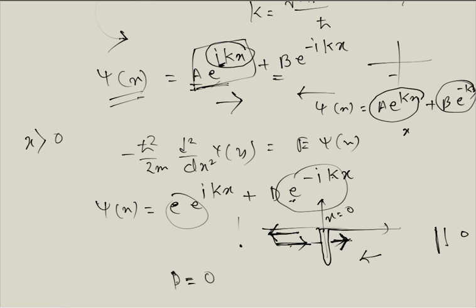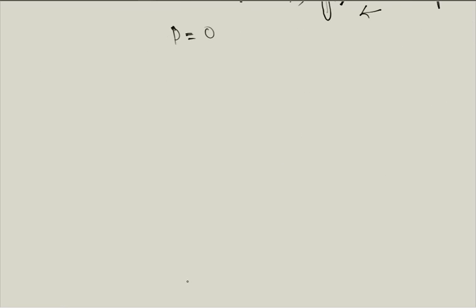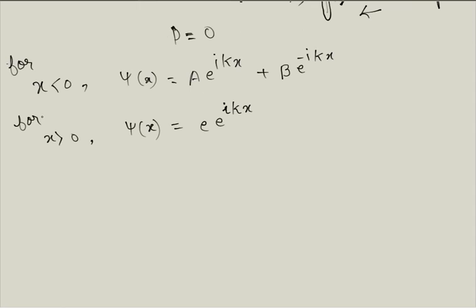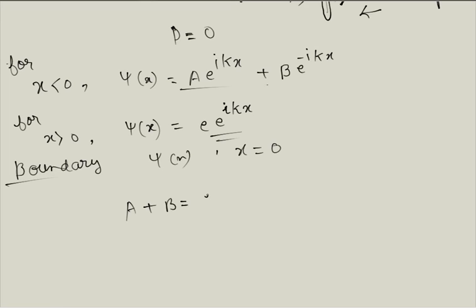So the final eigenfunction should be this one for x less than 0, and for x greater than 0 the eigenfunction is this one. Now we will have to apply the boundary conditions here. The first boundary condition is that psi of x should be continuous everywhere, so it should be continuous at x equals 0. Putting x equals 0 in this eigenfunction and in this eigenfunction, we get a plus b equals c.